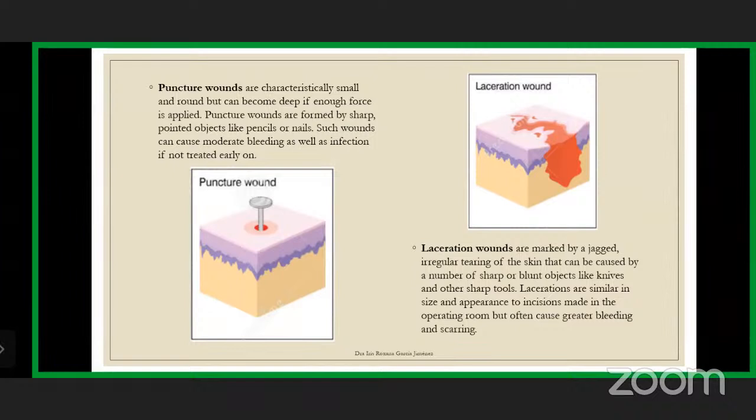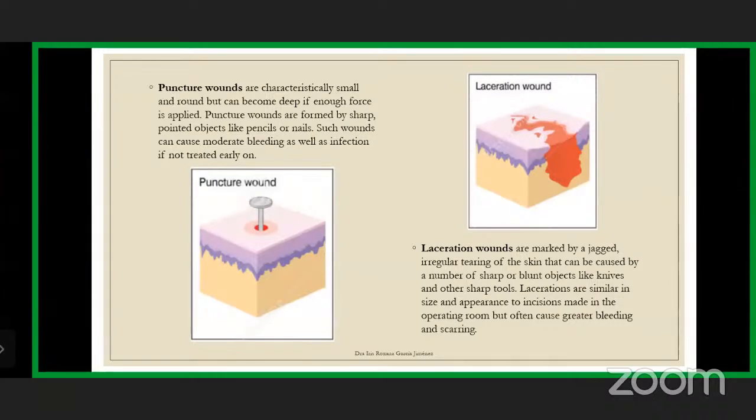Puncture wounds are characteristically small and round but can become deep if enough force is applied. Puncture wounds are formed by sharp pointed objects like pencils or nails. Such wounds can cause moderate bleeding as well as infection if not treated early on.